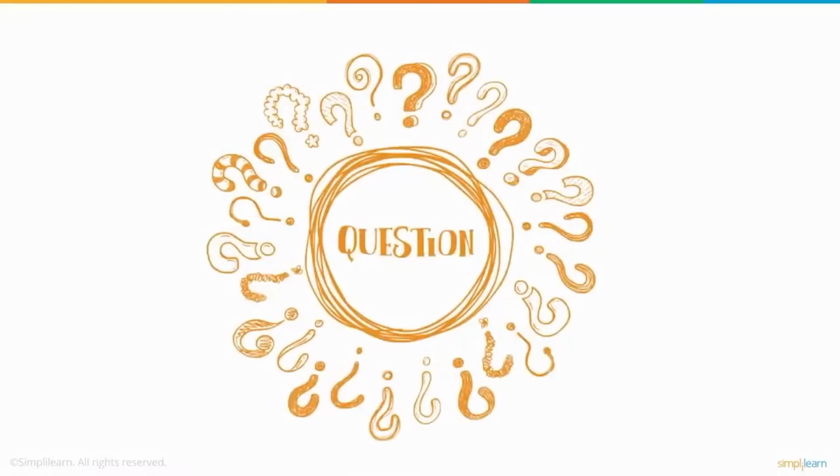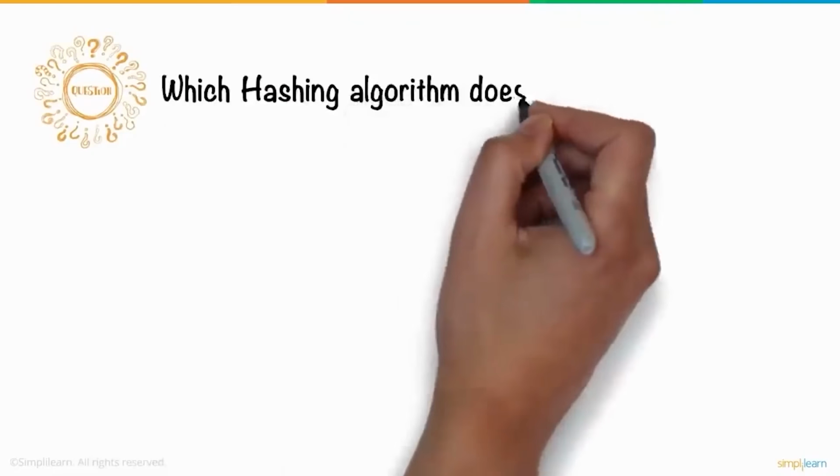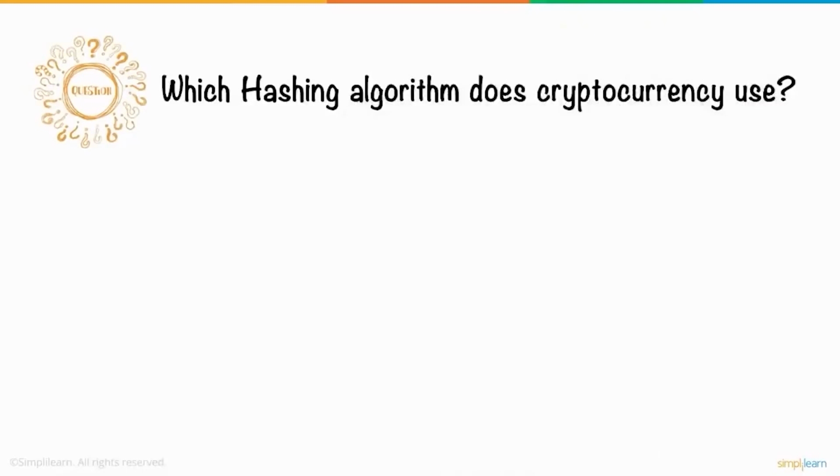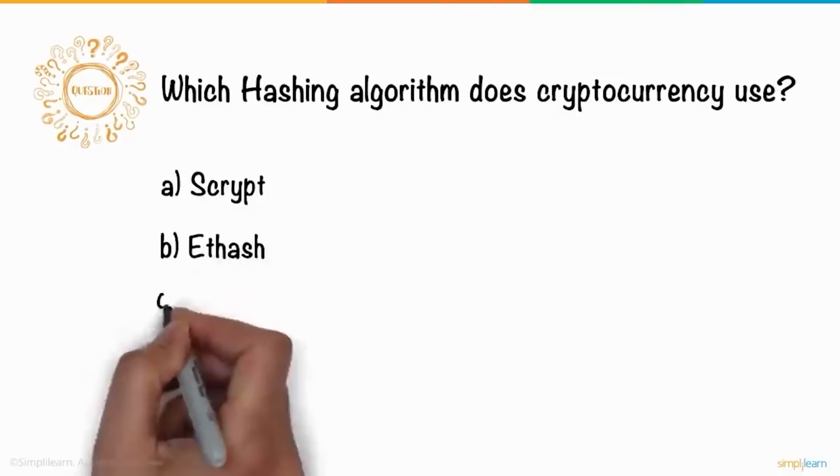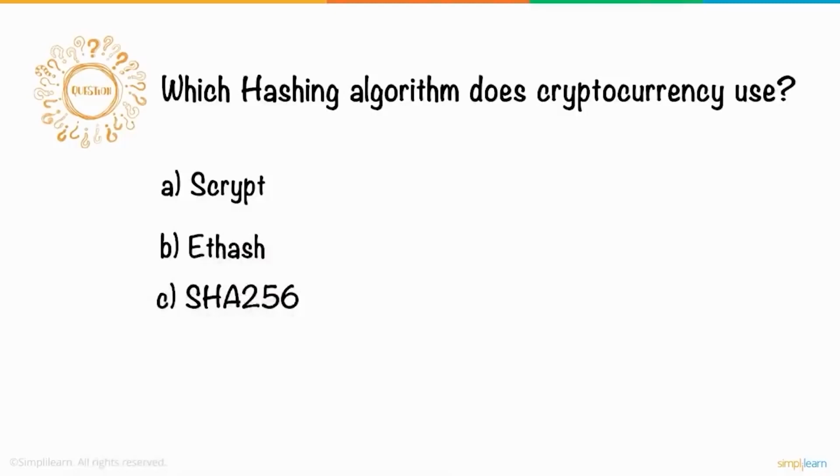So, here is a question for you. Which hashing algorithm does cryptocurrency use? A. Script. B. Ethash. C. SHA-256. D. None of the above.